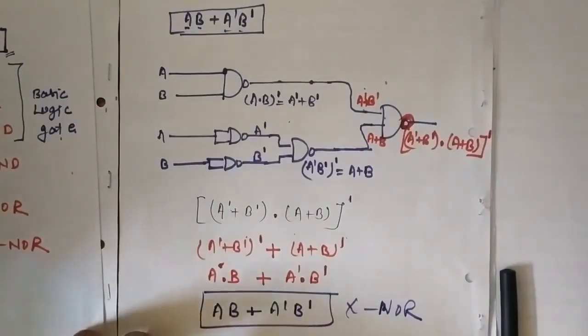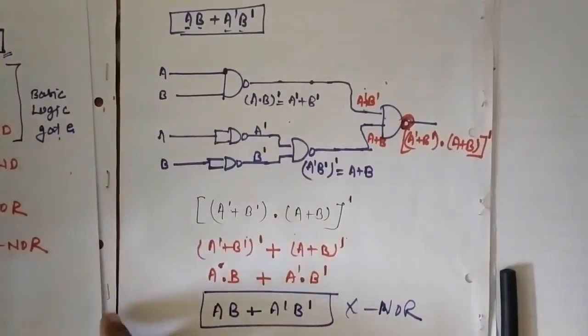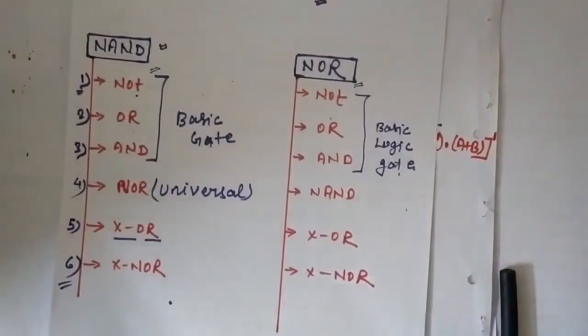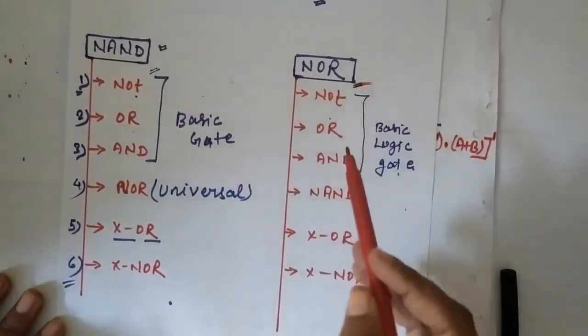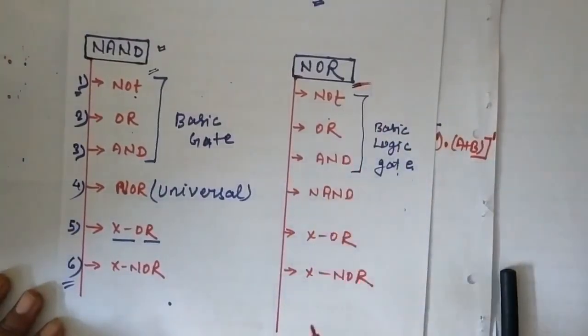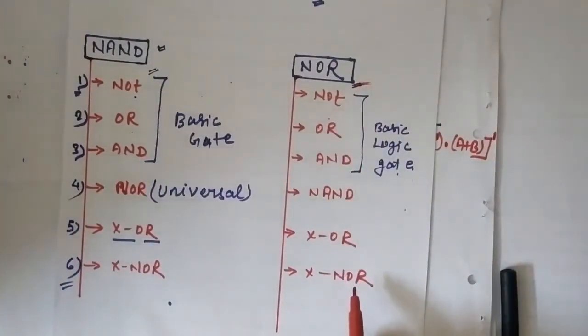So for the next topic, that means the NOR gate. By using a NOR gate, converting to NOT gate, OR gate, AND gate, NAND gate, XOR gate and XNOR gate, I will discuss in the next video.